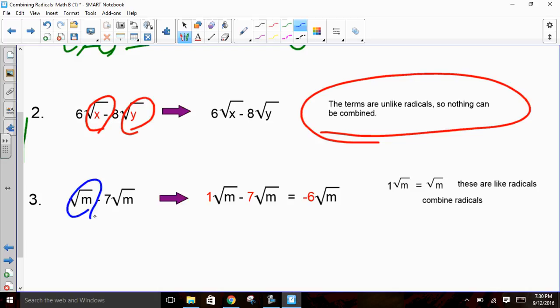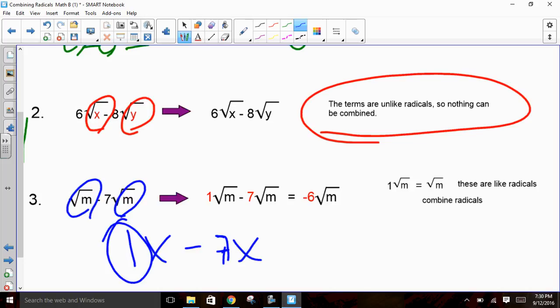Square root of m, square root of m. It's like saying x minus 7x. Let's make that actually the same. There's that invisible 1 here. Same idea with a radical. There's an invisible 1 hanging out in front. So then it's the same as saying 1 minus 7, which gives me negative 6.